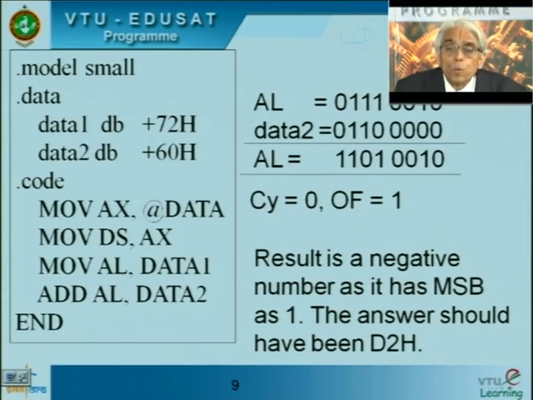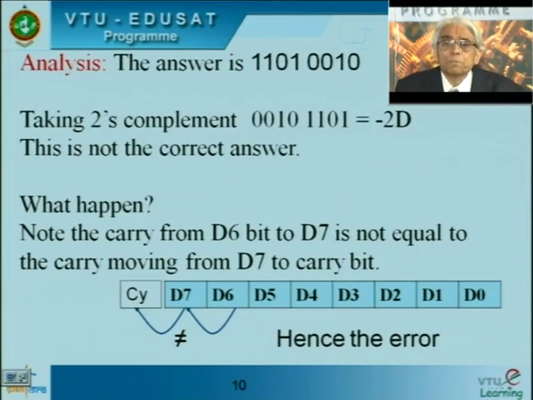The answer we should have is not right, and we got D2 hexa. Now, let us analyze this data. The 2's complement of this number, 1101 0010, is 0010 1110, which is nothing but minus 2E. This is not the correct answer, and why we are not getting the correct answer is what we need to look into. Know that the carry coming from the D6 to D7 bit is not equal to the carry coming out of D7 to the carry bit.